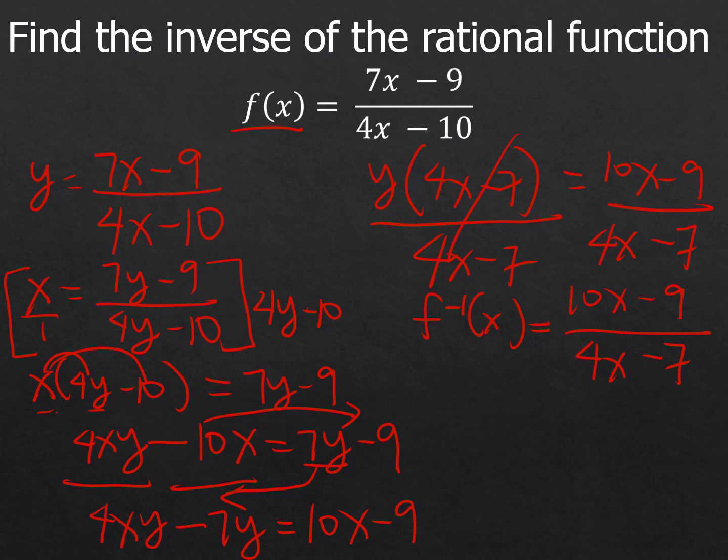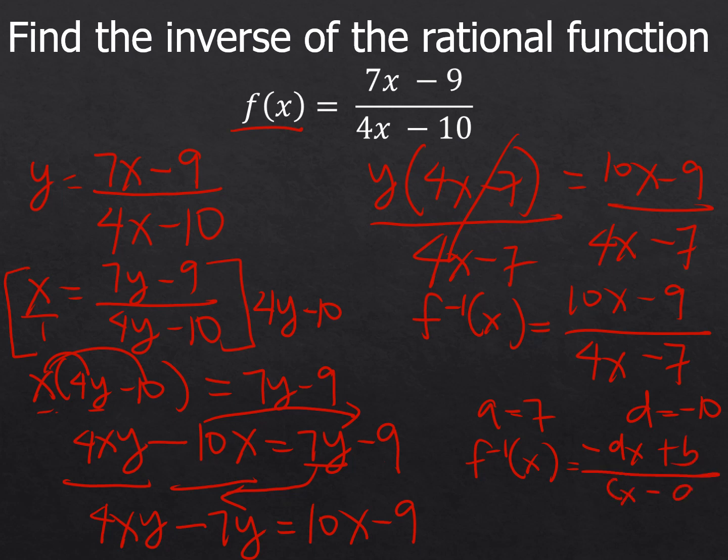Next, we already have the inverse function of the function 7x minus 9 over 4x minus 10. Let's apply the pattern. We have a equals 7 and d, which is equal to negative 10. Now, what are we going to do? We're going to write first the pattern. f raised to negative 1 of x equals negative dx plus b over cx minus a.